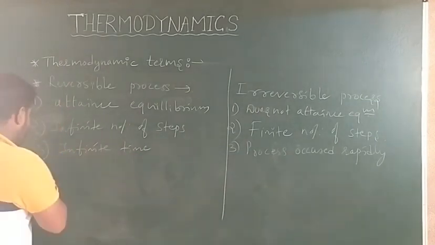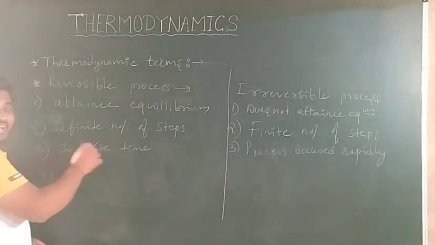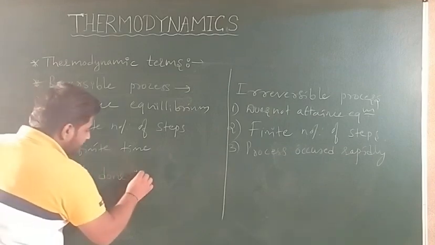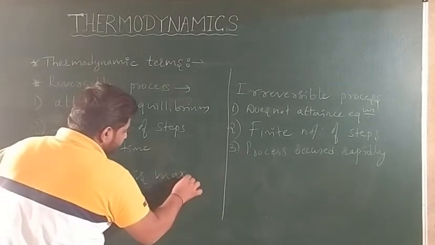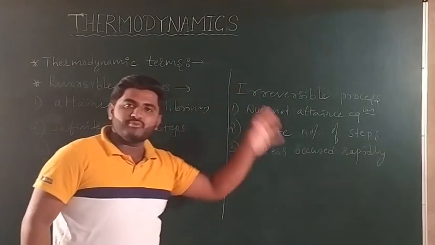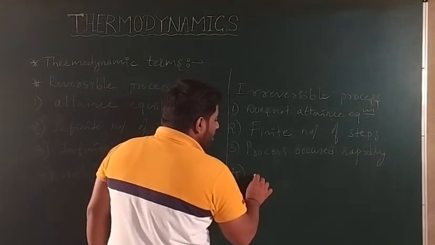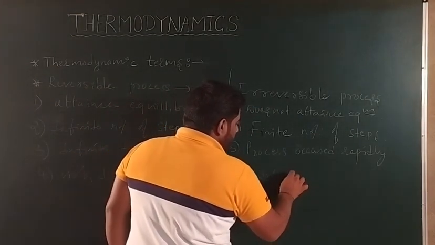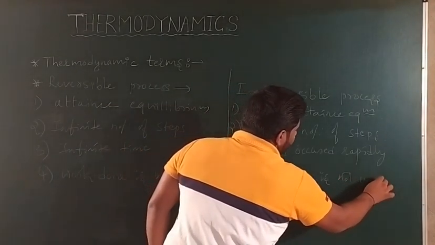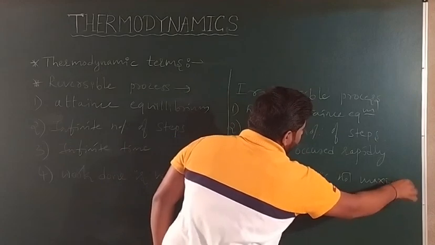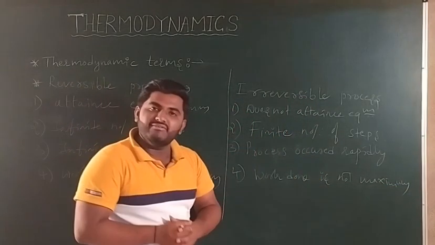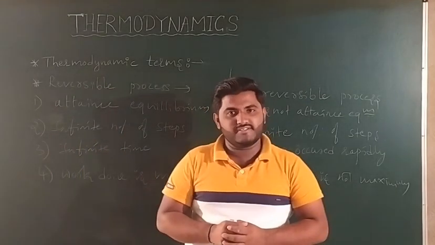What about the fourth one? Fourth here is work done is maximum in this case. But in case of irreversible process, work done is not maximum. I hope you understood. So these are the differences between reversible and irreversible processes.